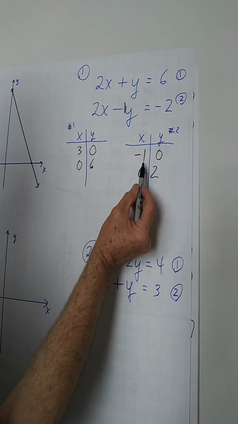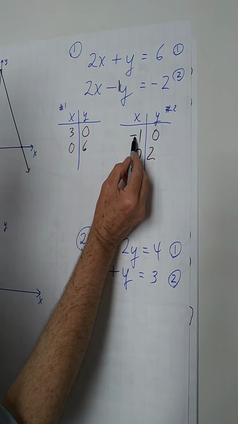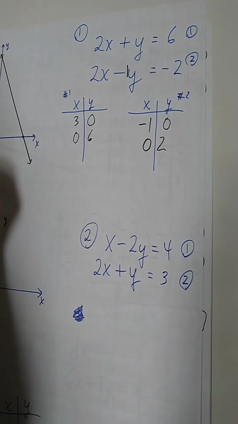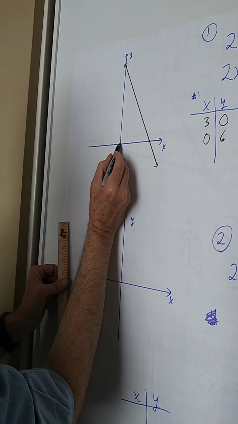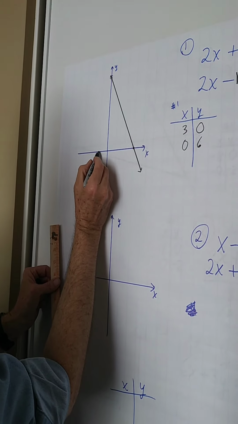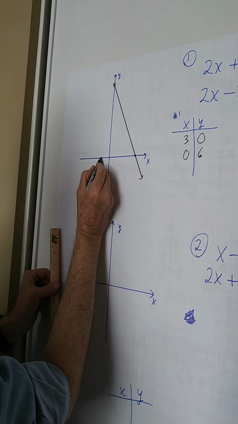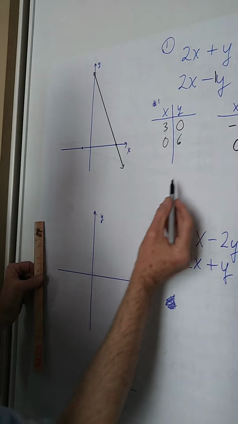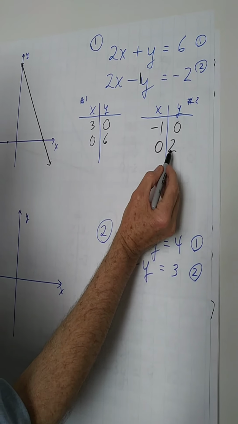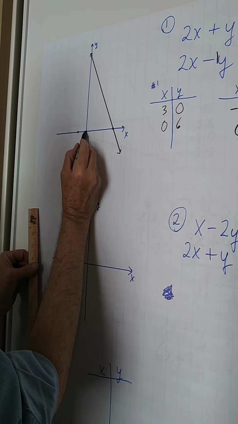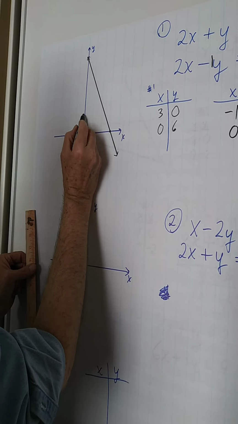Now we go to the second. Negative 1, 0. Start at the origin. x is negative 1, y is 0. Go to the left. There's the negative 1, 0. 0, 2. x is 0, up 2.